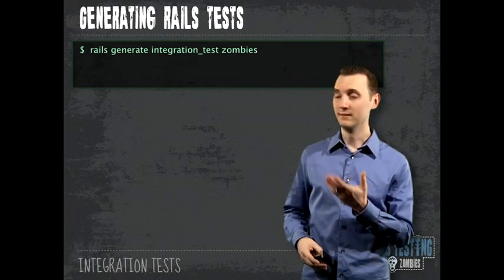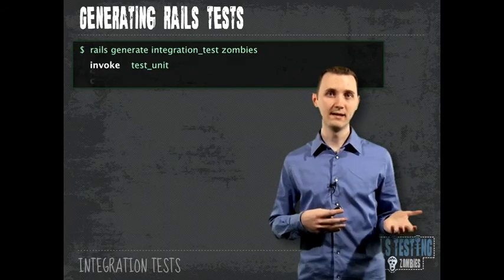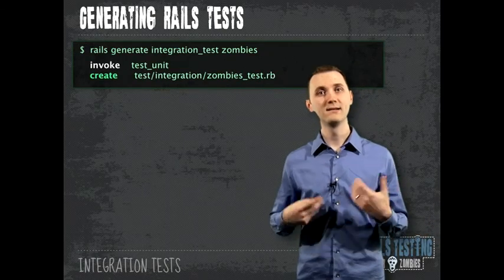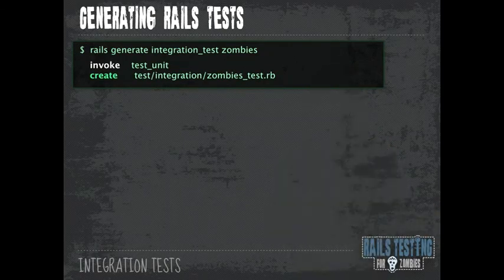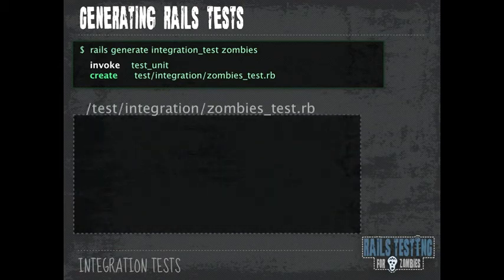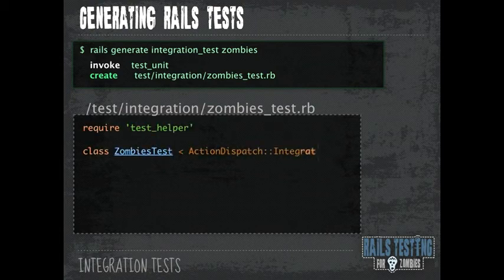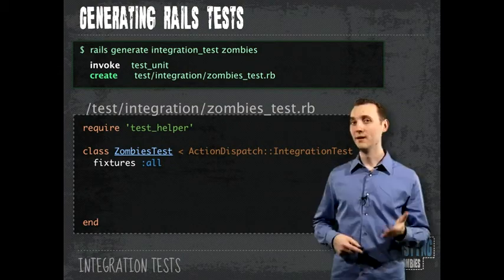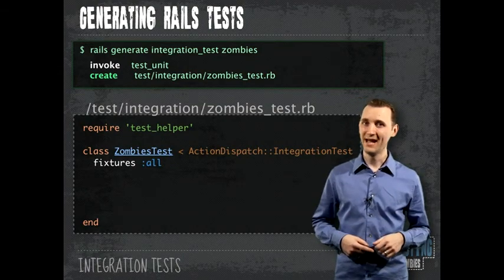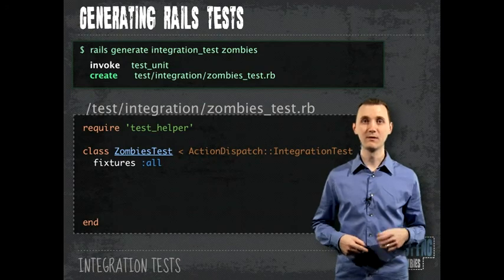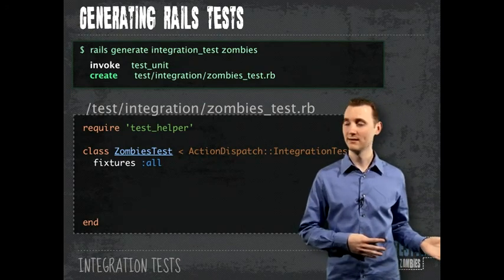In this case, we're saying zombies, so that's going to create an integration test called zombies test, and inside it, it's going to make a new class, zombies test. When it gets run, you're going to see it creates a test integration zombies test file. At the top, you're going to see the require test helper, which is what we saw in the models. And then you're going to see class zombies test. But in this case, you're going to see that it's inheriting from action dispatch integration test, whereas before it was coming from active support test case.